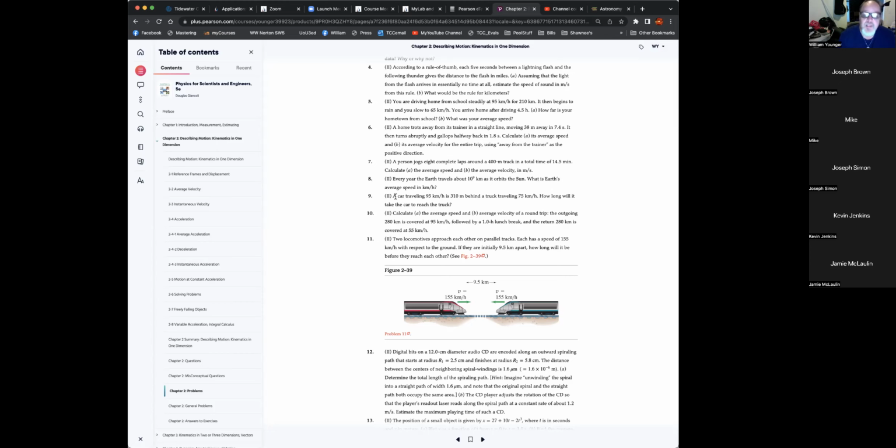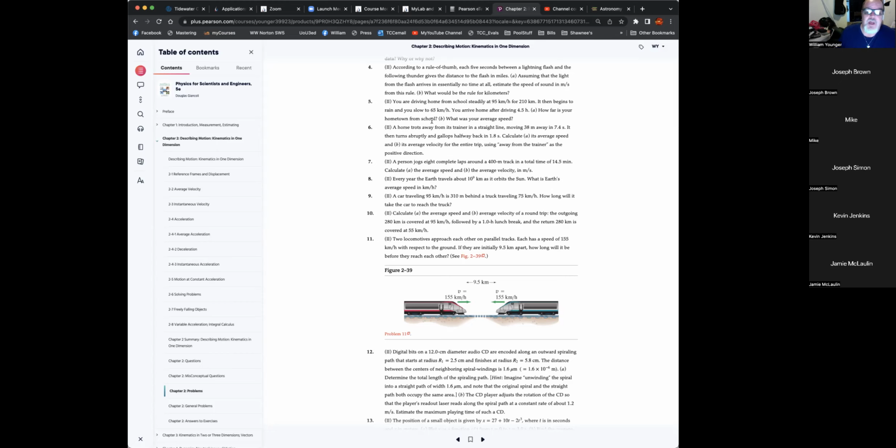Part A, they would like to know delta X total. So I'll write delta X total equals question mark. And then part B, they want to know V average total. I could call that whole trip or whatever. Okay. So that's the symbols I've given everything. Now I'm going to let you see them.